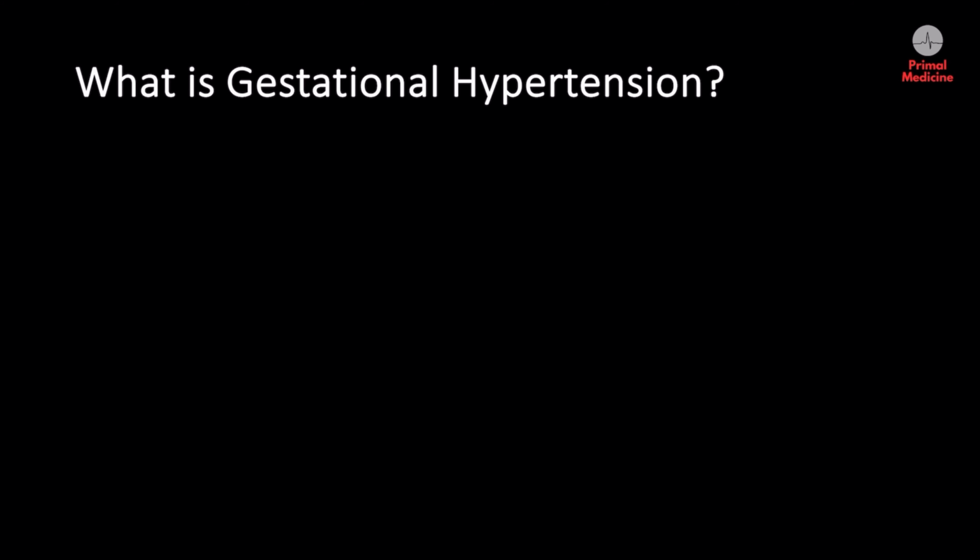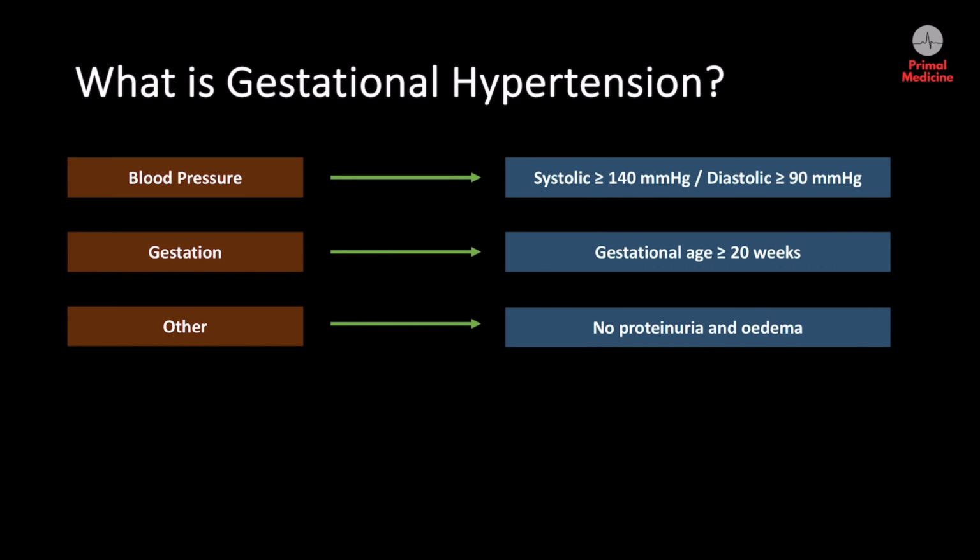Before we go through the question, let's talk about what is gestational hypertension. And to make this diagnosis, we need to think about 3 components. The first being blood pressure, which needs to be greater than 140 systolic or greater than 90 diastolic. Second being gestation, and the pregnancy needs to be greater than 20 weeks, which is when it's entered the second trimester. And also we need to make sure there's no protein in the urine or evidence of edema, which may make us think of a different diagnosis.